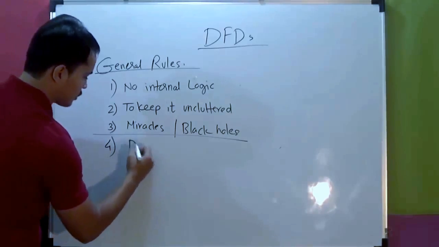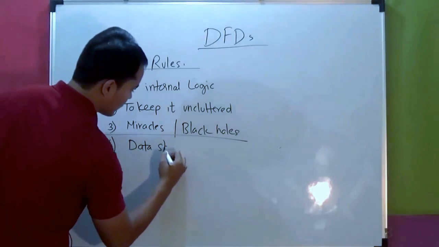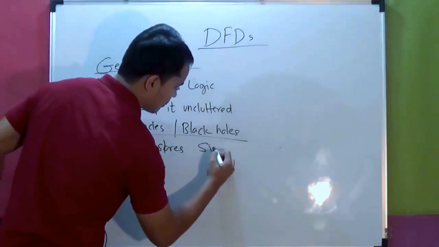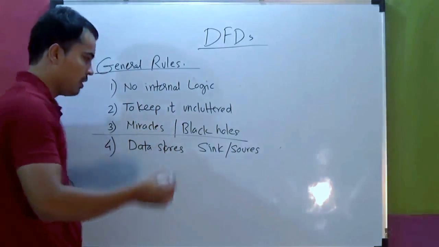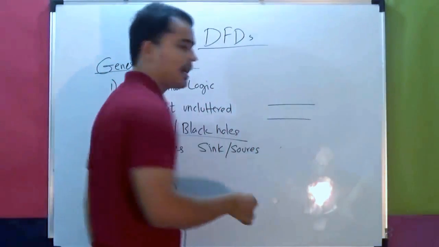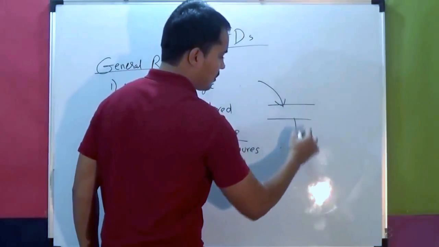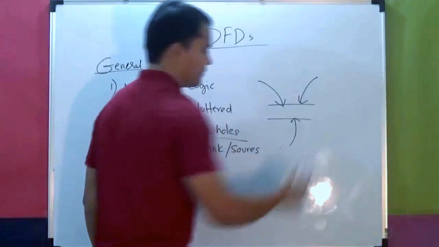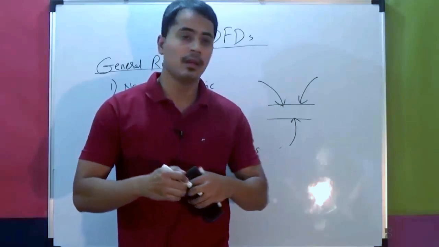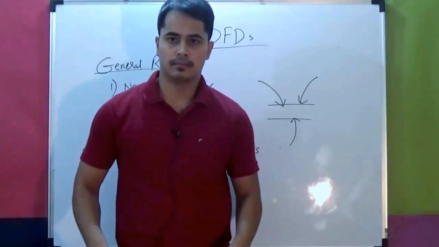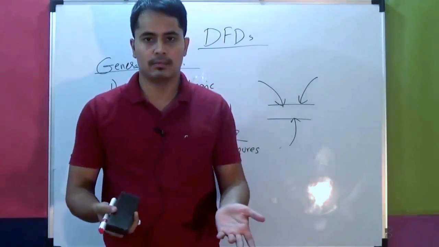Similar rules apply to data stores. So data stores cannot be sink or sources. So you cannot have a data store which is a sink. Sink means that data store only has input data flows into it. Imagine there is a database table where you only put the data. You never read the data.